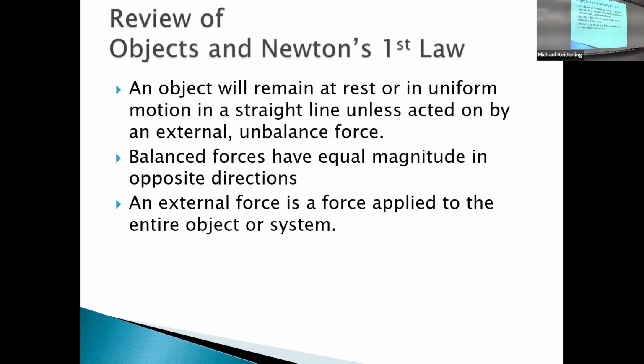So, a quick review of objects and Newton's first law, which we discussed last time. An object will remain at rest or in uniform motion in a straight line unless it's acted on by some external unbalanced force. Balanced forces have equal magnitude in opposite directions, and an external force is a force applied to the entire object or system.